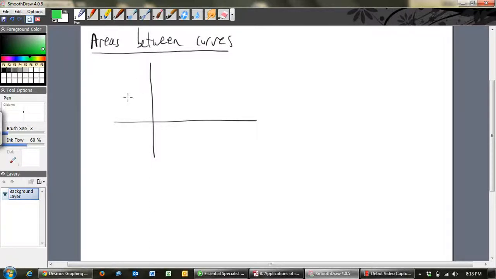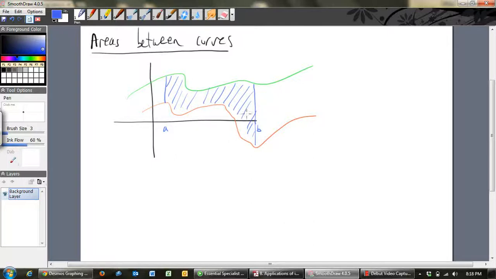But if we have two functions, one function up like that, and I'll do a red function looking like that, then the area between the two curves, in other words, from A there to B there, is the integral from A to B. Let's say the top function is f of x, and the bottom function is g of x, and that's important, we need to know which one's the top one and which one's the bottom one. That's equal to f of x minus g of x dx.